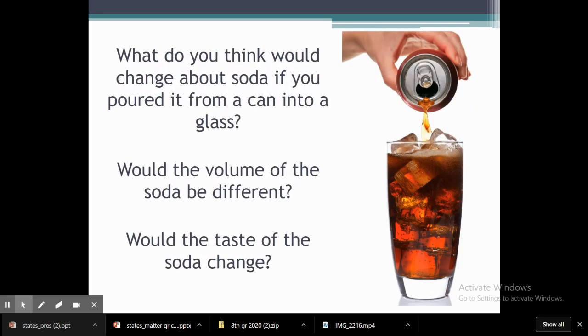All right. What do you think would change about soda if you poured it from a can into a glass? Would the volume of the soda be different? Would the soda taste different?